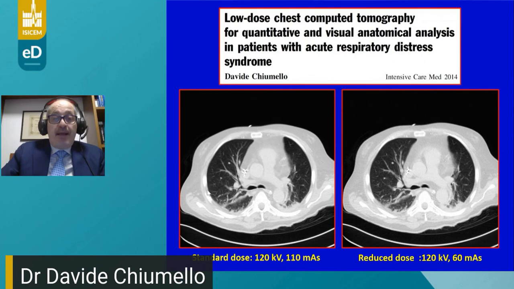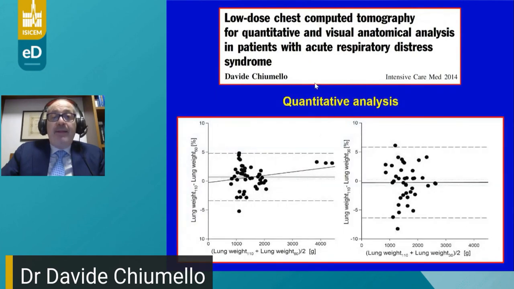This is a typical CT scan performed with a standard dose. This was the same patient in which we reduced the dose of radiation. And as you can see, there was no difference. Then we performed a quantitative analysis, and this is a Bland-Altman plot to evaluate the possible difference between the standard dose and the reduced dose. We didn't find any difference between the two techniques.